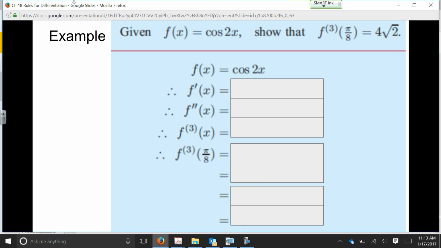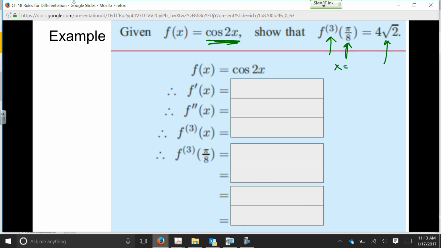All right, so let's look at one that's a little bit harder there. It says here f of x equals the cosine of 2x, and we're trying to show that the third derivative when x equals pi over 8 is 4 root 2. So obviously this is a multi-step problem. We not only have to find that third derivative, but we also then have to plug in what the x value is going to be.